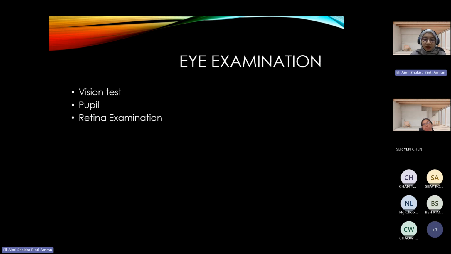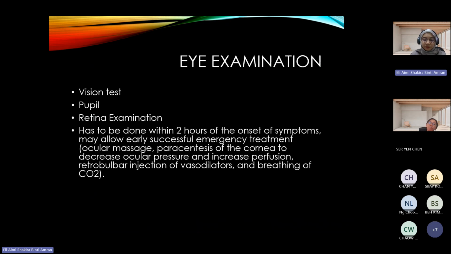Next is retina examination. The eye examination has to be done within 2 hours of the onset of symptoms. If you do it within these 2 hours, it can allow successful emergency treatment. During these 2 hours, you can do ocular massage, and you can also check the pressure and see if there is any perfusion, any bulbar or subconjunctival injection, and this ocular massage can also help regulate the oxygen.